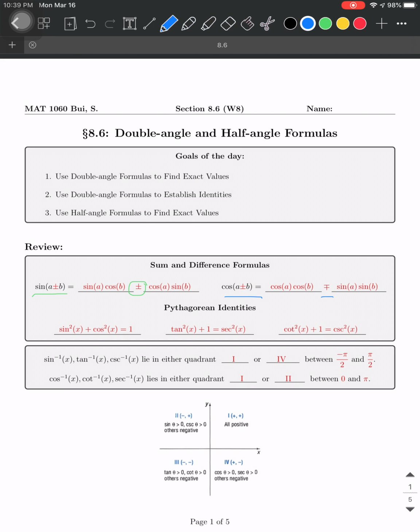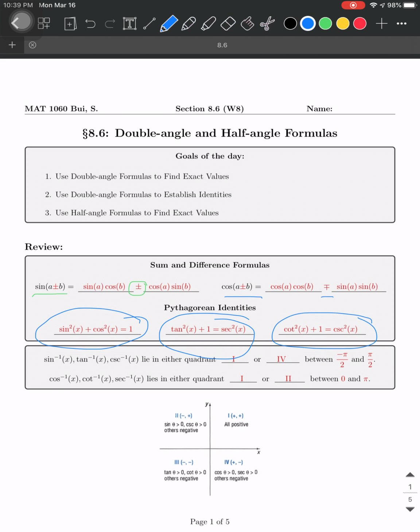Okay. And also keep in mind that we learned about the Pythagorean identities. We have three of them. The first one goes like cosine squared plus sine squared equals 1. And then we also have tangent squared of x plus 1 equals secant squared of x. And the last one is similar to the second one. It goes like cotangent squared plus 1 equals cosecant squared.